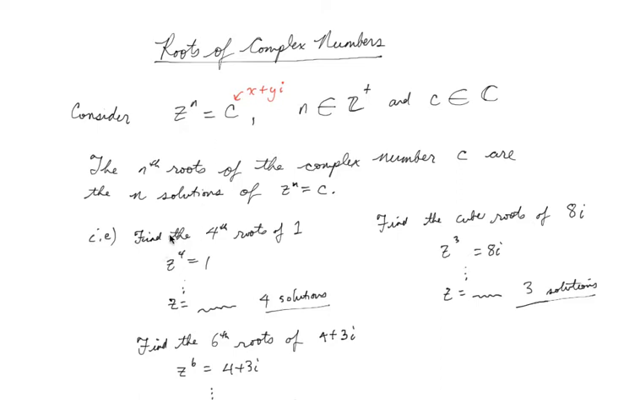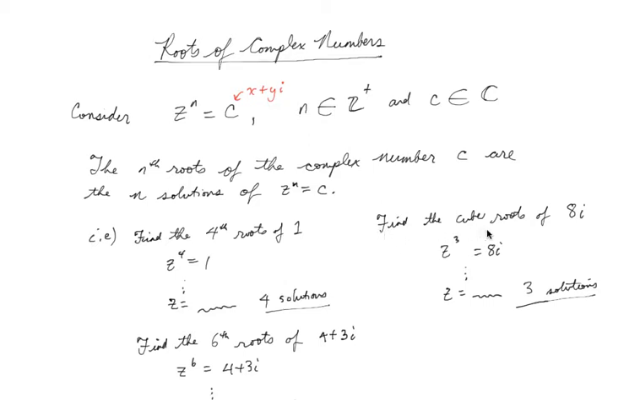So what that means is if we have a question like find the fourth roots of 1, that really means solve z to the fourth power equals 1. And we're looking for the value of z. So we're looking for the complex numbers that when I raise them to the fourth power, I will get 1. And there should be 4 solutions here.